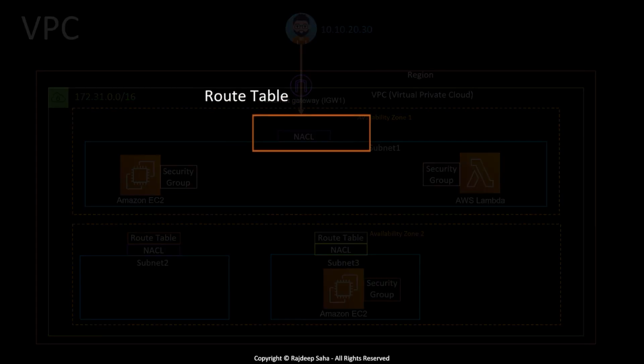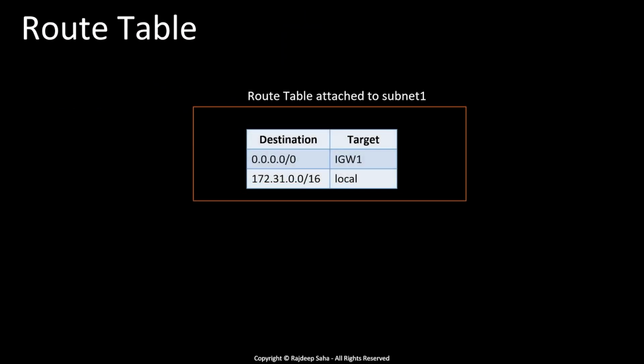So let's take a look inside this route table. This route table has two rows. The first row, the destination is 0.0.0.0/0, which means internet. And the target is IGW1. That means the destination is internet. So any traffic originating from the subnet, which is going to the internet, will be routed to IGW1 or internet gateway. And from the internet gateway, it can go outside of the VPC to the internet. Even though this is for outbound, if your route table has this row, that means traffic can reach from the internet to the subnet as well.